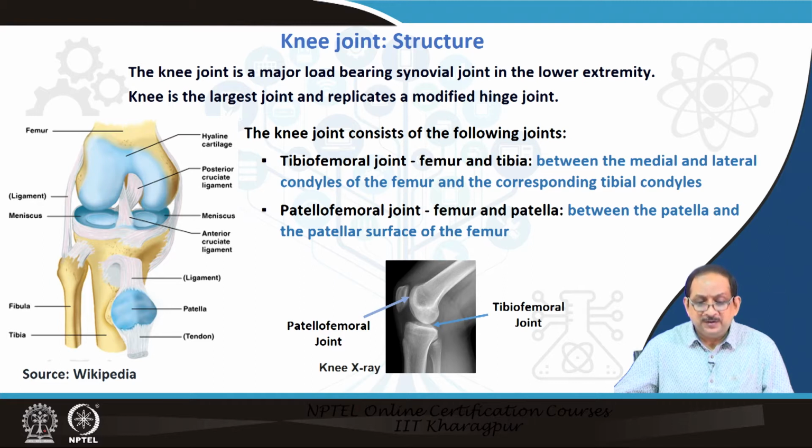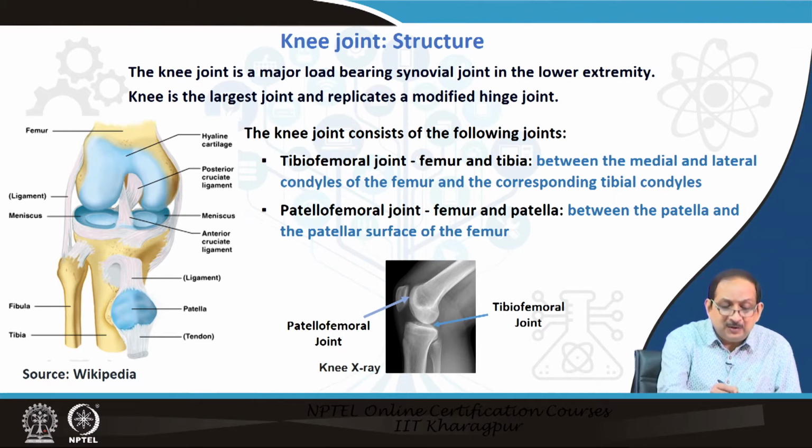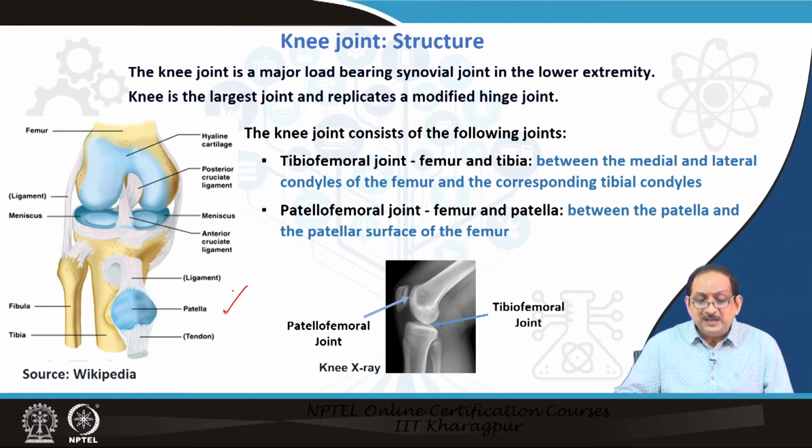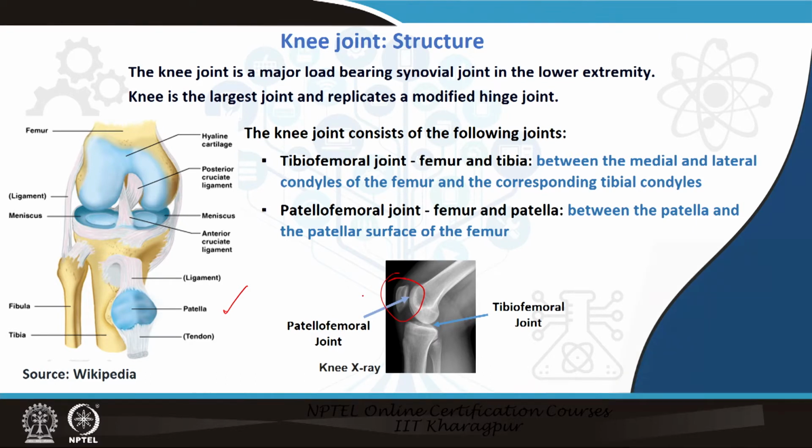The knee joint consists of the following joints: the tibiofemoral joint, the articulation between the femur and tibia, between the medial and lateral condyles of the femur and the corresponding tibial condyles, as shown in the figure. The patellofemoral joint is an articulation between the patella and the patellar surface of the femur, which is shown here in the X-ray image.